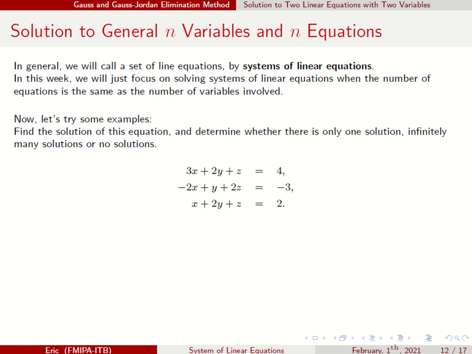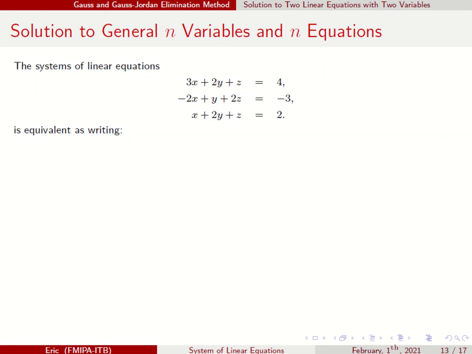Now let's try some examples. Find the solution of this equation. Determine whether there is only one solution, infinitely many solutions, or no solution at all. This is equivalent to writing it with the augmented matrix as this. I want to have x is what, y is what, and z is what. So I want to get this into the upper triangular form.